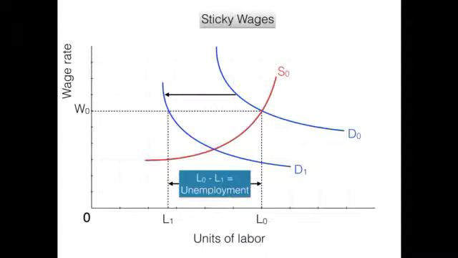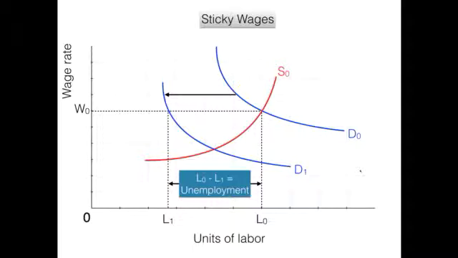So make sure you're comfortable with the two different notions. The classical school assumes that we would move from the original equilibrium to a new equilibrium relatively quickly, whereas in the real world, sometimes we observe that wages are sticky, that they don't adjust downward.